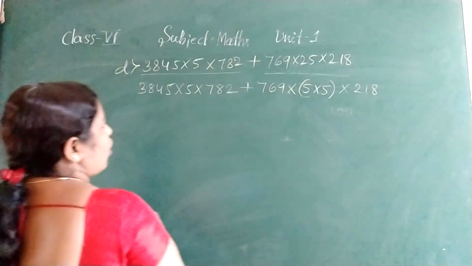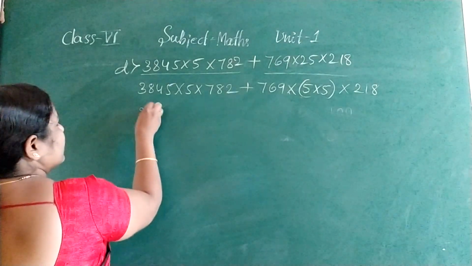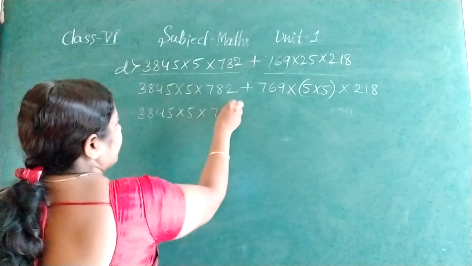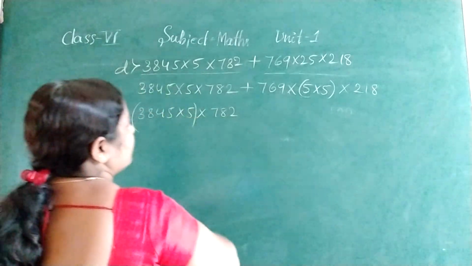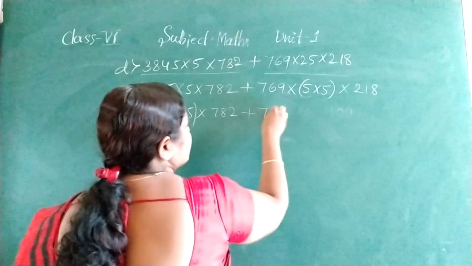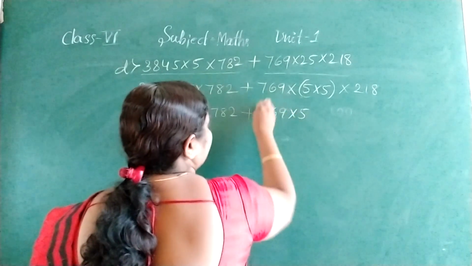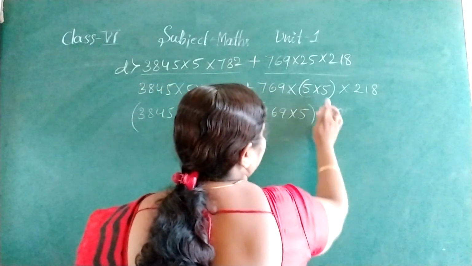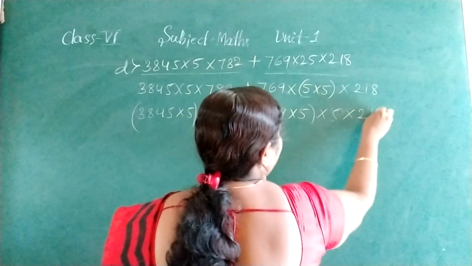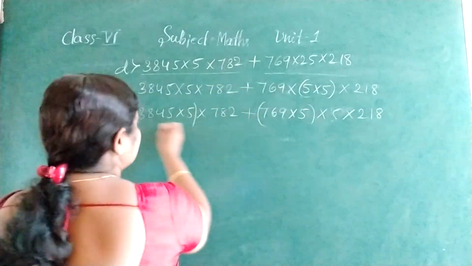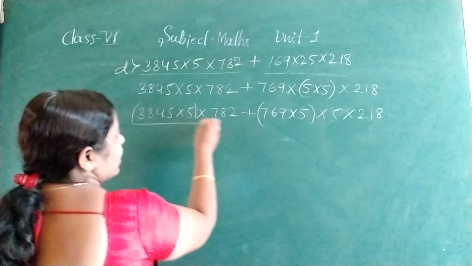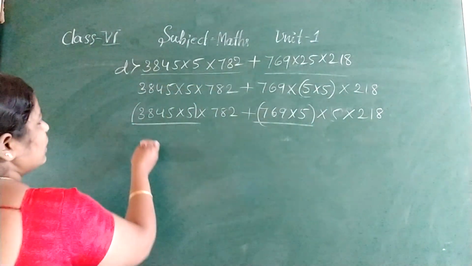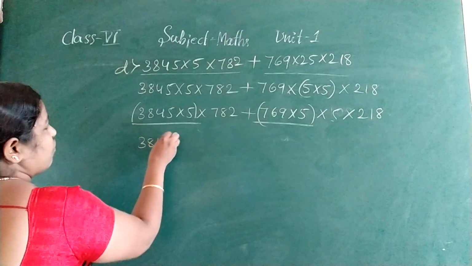So what are the common things? Just see. So this one plus 769 into 5. 1 5 I have taken this side. So 5 into 280. So this one and this one are the common things. Let's take outside. 3845 into 5.